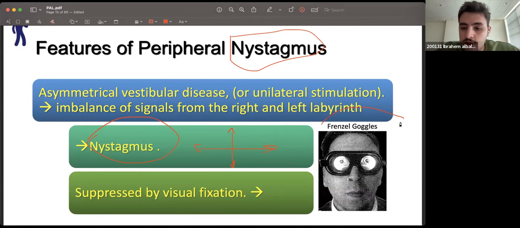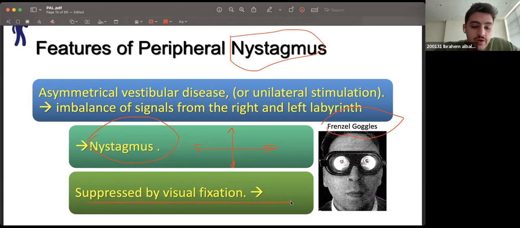These Frenzel goggles are very important. So basically ask the patient to wear these goggles, which make the eye bigger, okay? And now, since the eyes are bigger, instead of, as I showed you in the video, the eye movement was very minimal, so you can't see it, okay? But when you wear these goggles, you're able to see the eye movement at a better scale, okay?